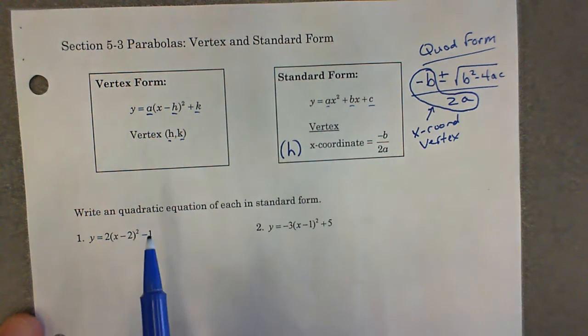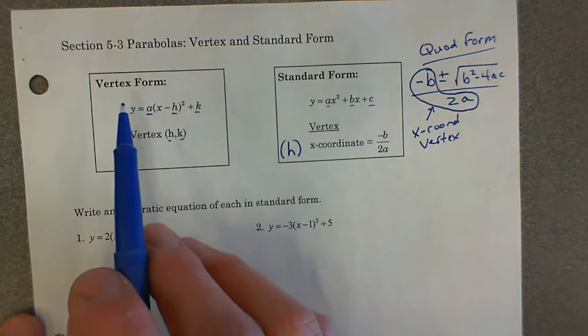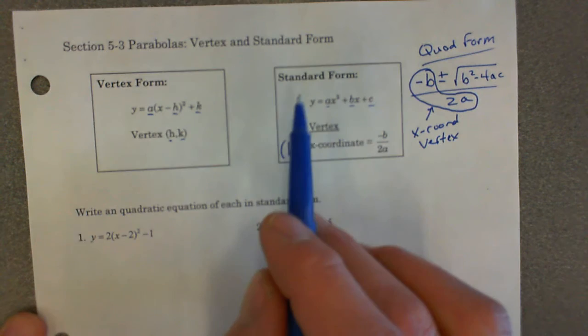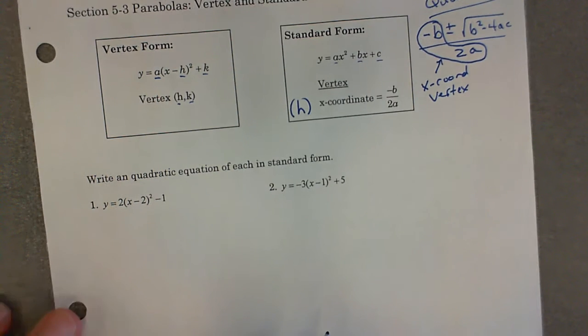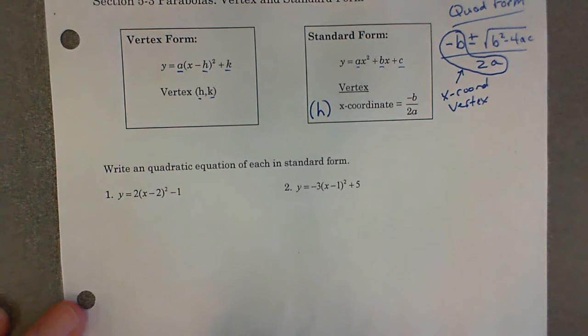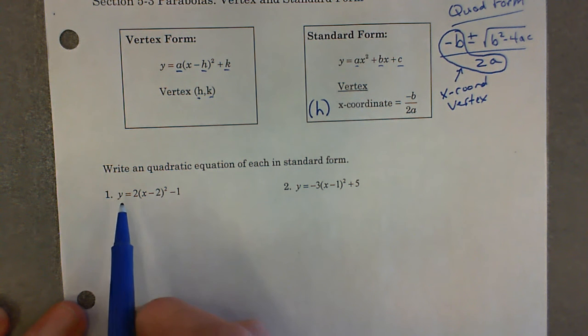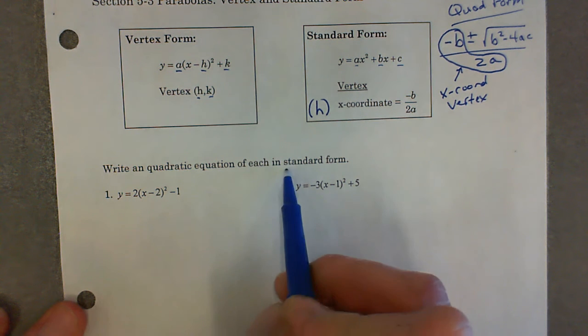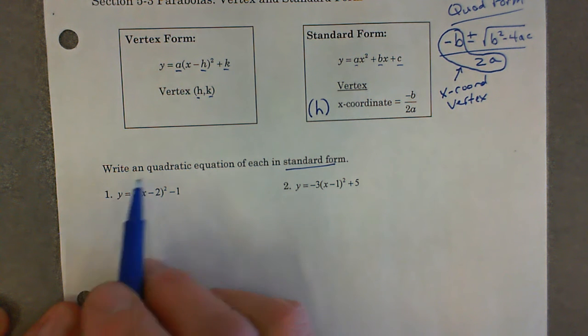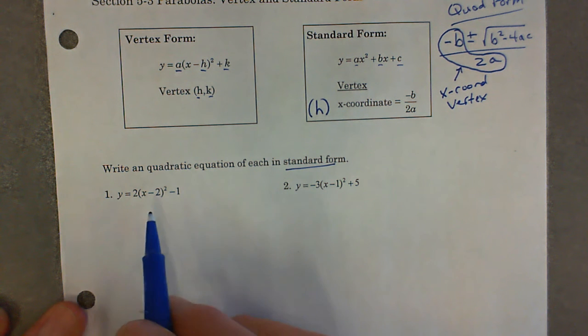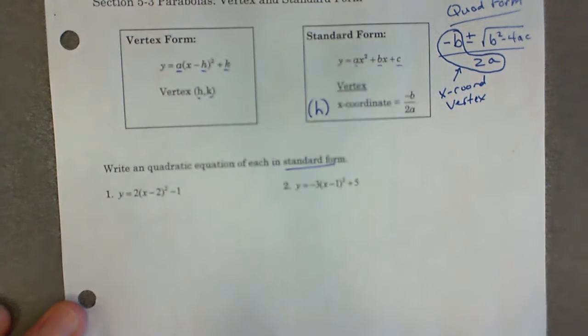Okay, so what we're going to be doing is going back and forth between the forms. Sometimes it's helpful to have your parabola in vertex form, sometimes in standard form, so we need to be able to bounce back and forth between the two formats. So, first example here, we want to take this in vertex form and transfer it to standard form. So on this, all you're going to do is work through order of operations. You're going to multiply everything out, combine like terms, and then it'll turn into standard form.